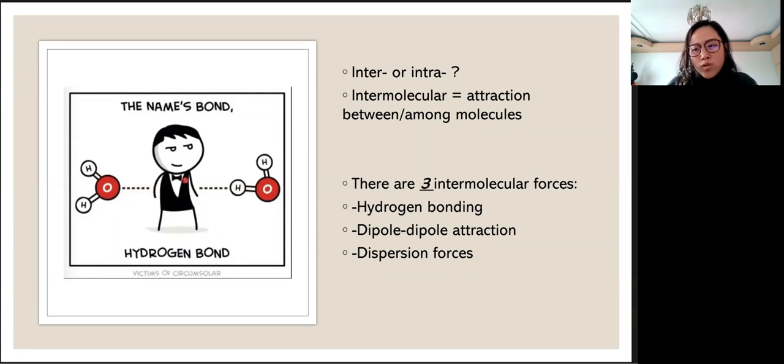First of all, many students get confused with the terms inter and intra. In Unit 3-4, we mostly focus on inter, that is, attraction between or among molecules, between two molecules, not within a molecule. So if you think you've got limited bandwidth, then forget about intra from now on, just inter. There are three intermolecular forces: hydrogen bonding, dipole-dipole attraction, and dispersion forces. Nothing else in VCE chemistry is an intermolecular force.